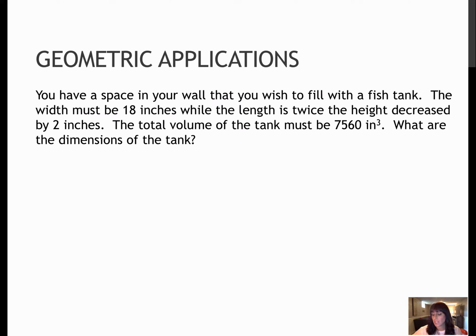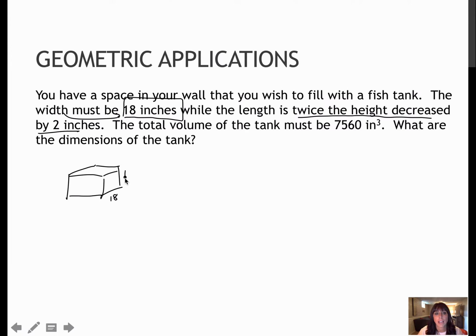So the first is that we have a space on our wall where we wish to put a fish tank. The width must be 18 inches. The length is twice the height decreased by 2. So what we have is a three-dimensional tank. They've told us that the width is 18 inches. We don't know the height and we don't know the length.